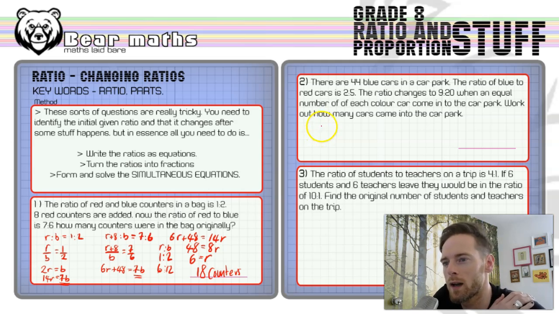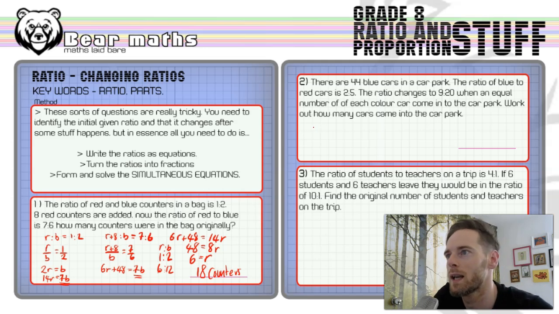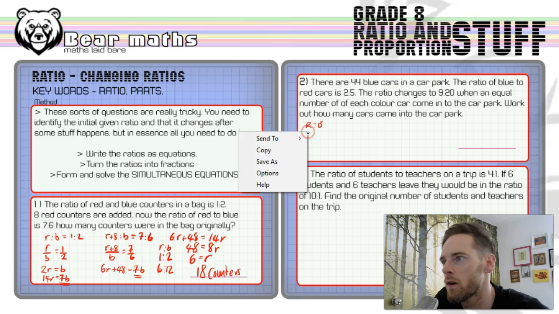So we need to work out that unknown value. In maths, when we don't know a value, we refer to that value as a letter. I'm going to call that letter X in this question. So first of all, we are going to write down R to B. To start this problem off, R to B is 2 to 5.